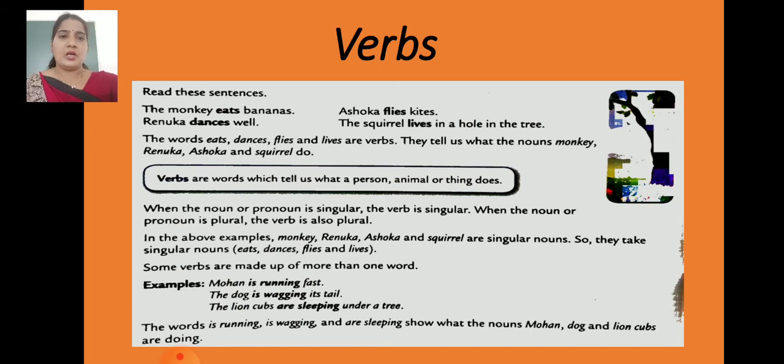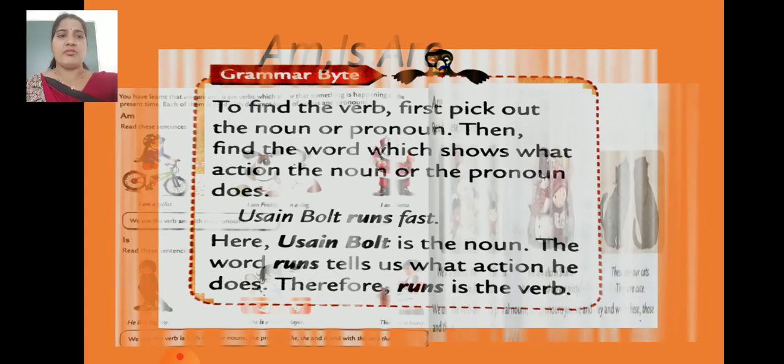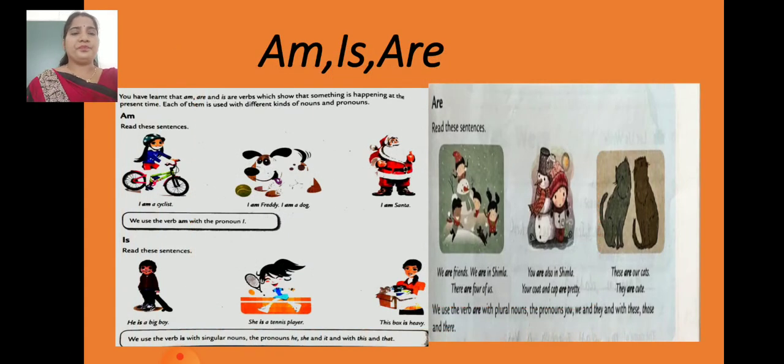Okay, so we will see the next slide. To find the verb, first pick out the noun or pronoun. If you want to know the verb in a sentence, first you should know the noun or pronoun. Then find the word which shows what action the noun or pronoun does. For example, Usain Bolt runs fast. Usain Bolt is the noun because it is the name of a person. Runs tells us the action, so runs is the verb. Basically we will say that verbs mean action words. Okay, children, let's see the next one.